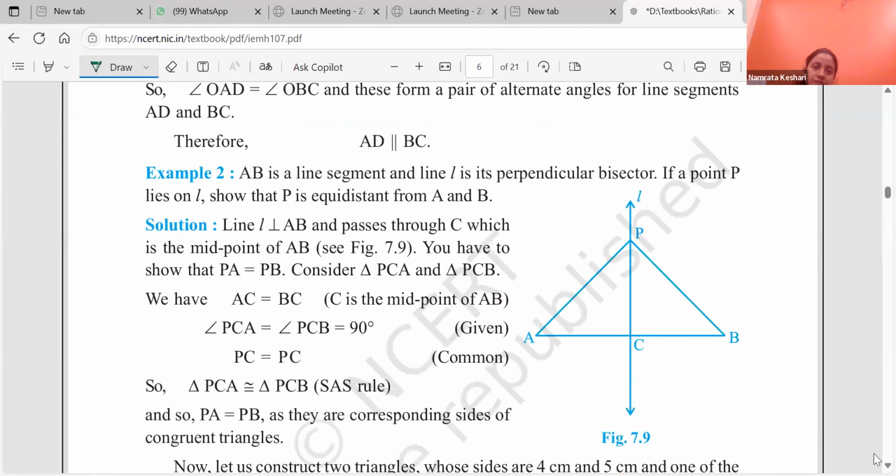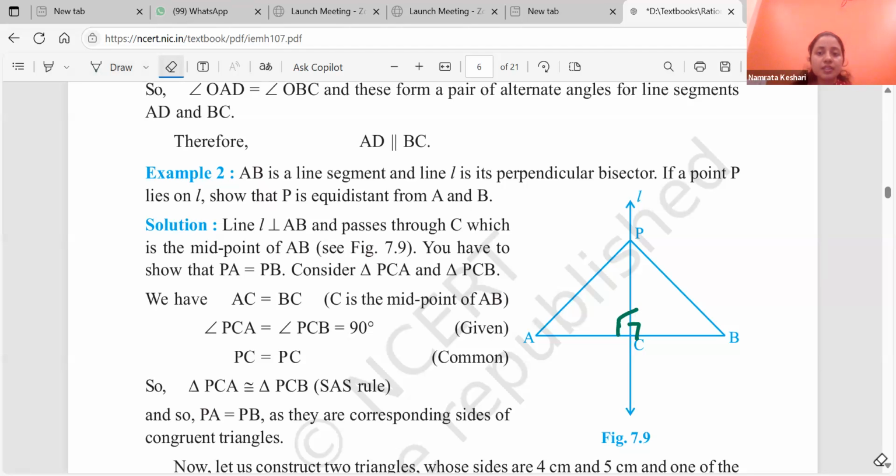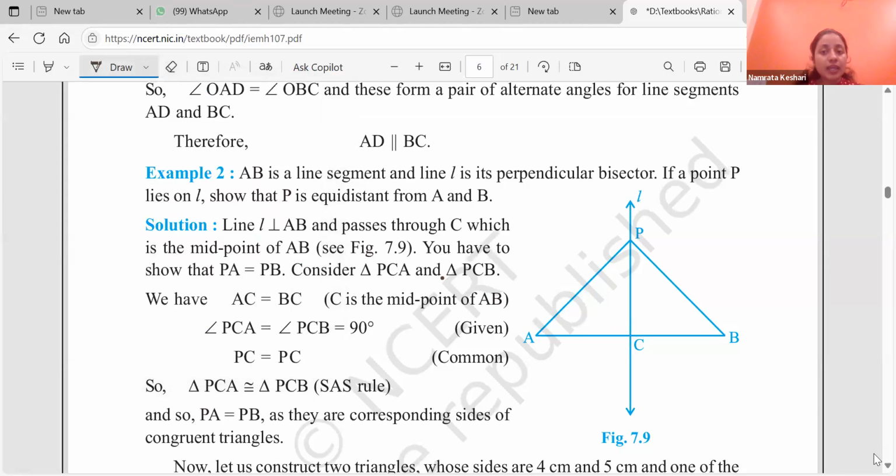This is example number 2. AB is a line segment, and line L is its perpendicular bisector. L is not a random line. L is the perpendicular bisector of AB. That means it is bisecting AB and is also perpendicular to AB. This L is perpendicular and also bisecting. Making sense?